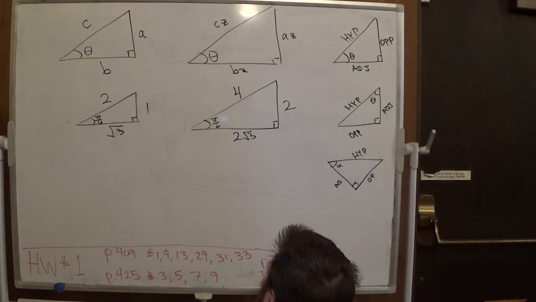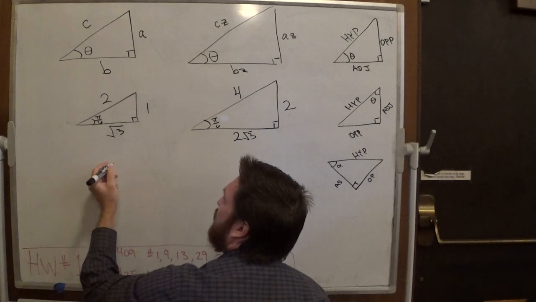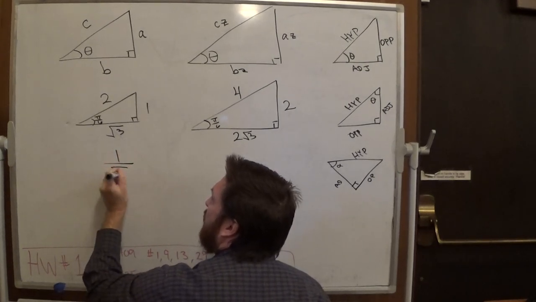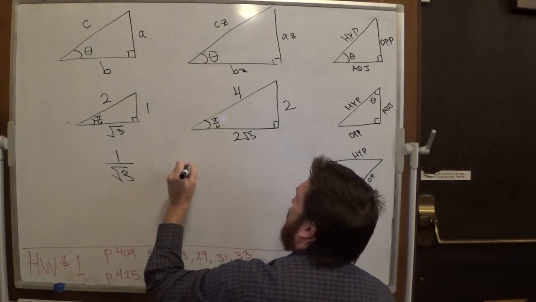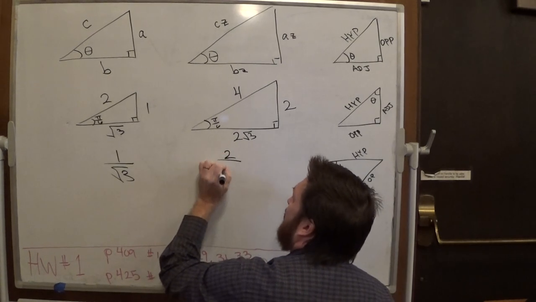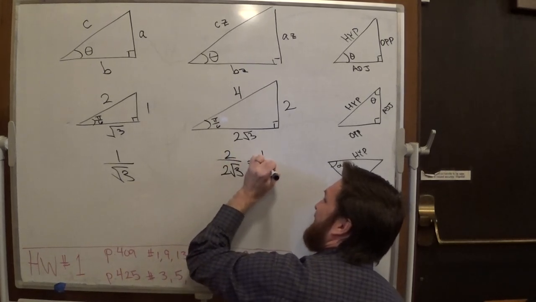No, I want to go opposite over adjacent. What's my ratio if I go opposite over adjacent? One over root three. If I go to this one and go opposite over adjacent, what is it? Two over two root three. Does that simplify to something? One over root three. It's the same thing as one over root three.